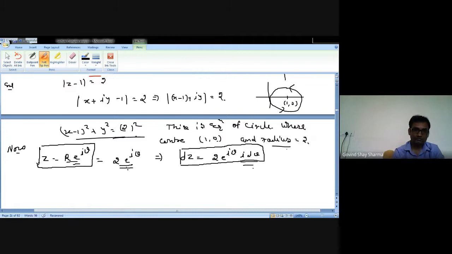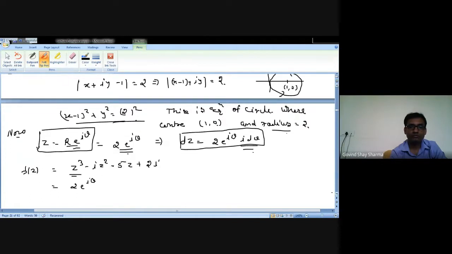Okay. Now our function is z cube minus iota z square minus 5z plus 2. So put z equals 2 e to the power iota theta: 2 e to the power iota theta, cubed, minus iota times 2 e to the power iota theta squared. This is our function.